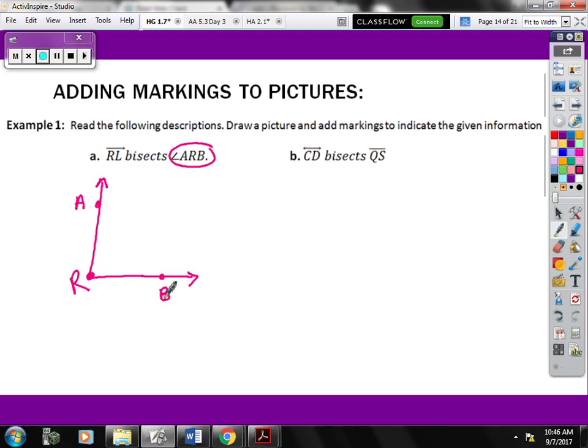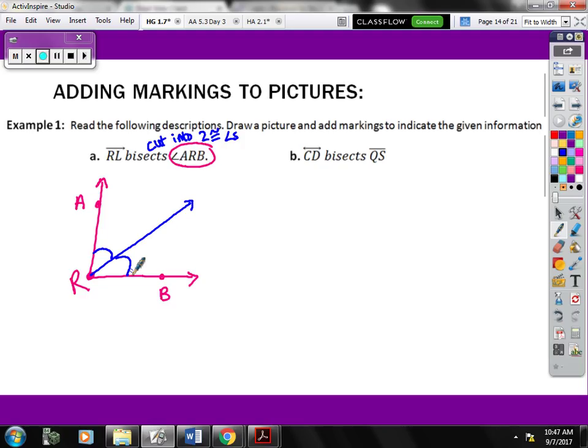Now, ray RL bisects. What does that mean it's doing? It'll share R as the vertex, but goes in the middle. So this is going to cut this angle into two congruent angles because this is an angle bisector, not a segment bisector. So I'm going to draw ray RL. Try to make it go through the middle as best you can, but it doesn't have to be perfect. To show that it's going through exactly the middle, we put congruent angle markings. That's it.